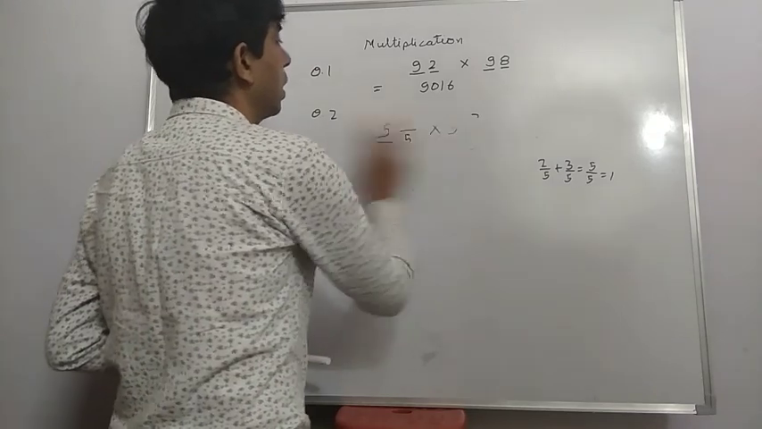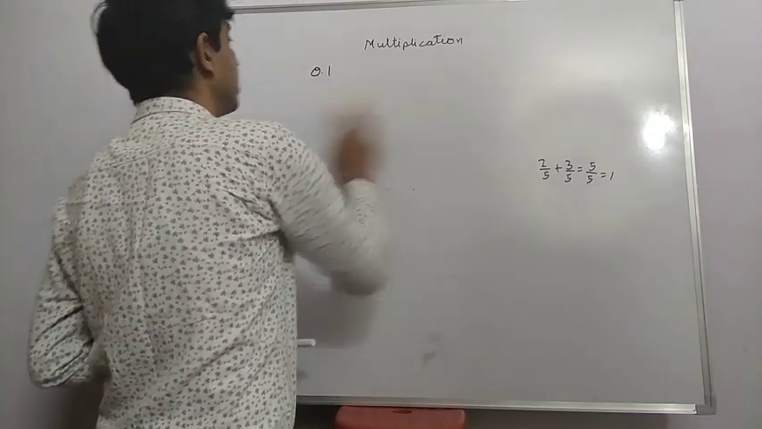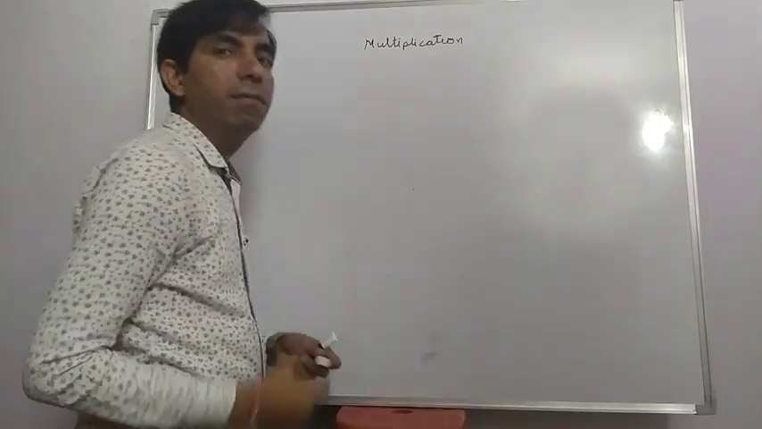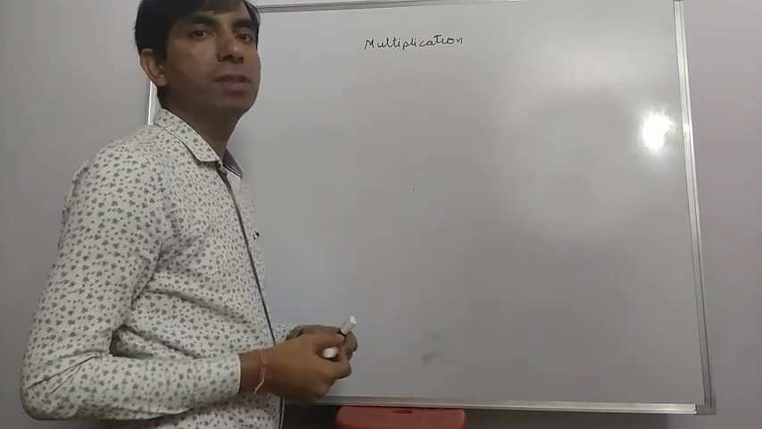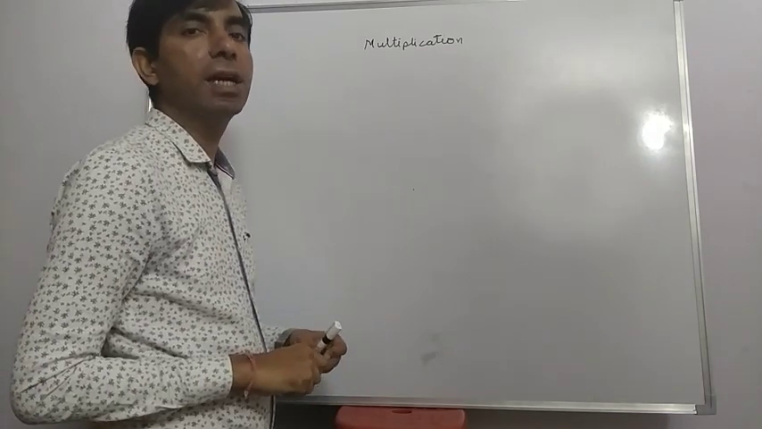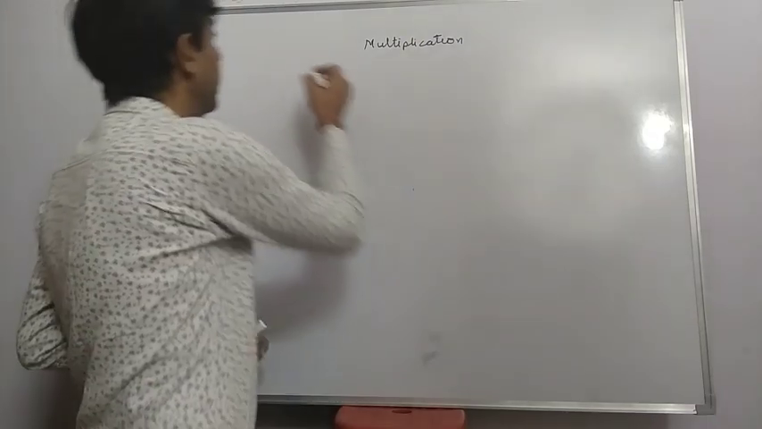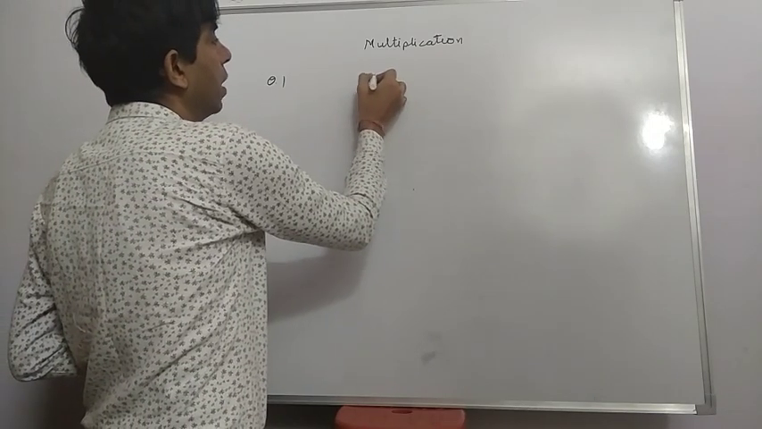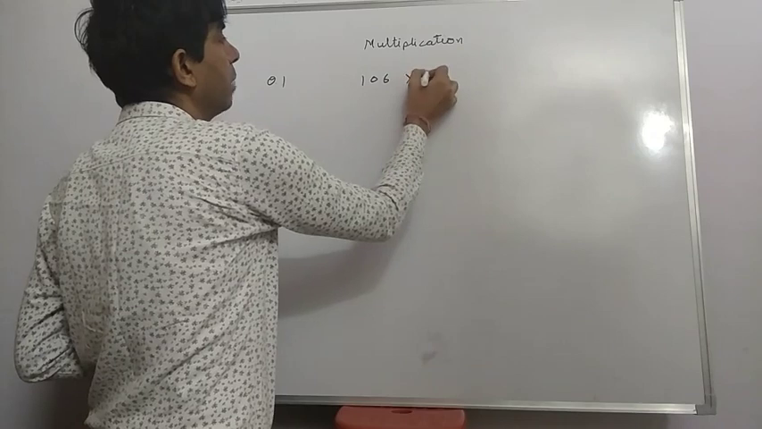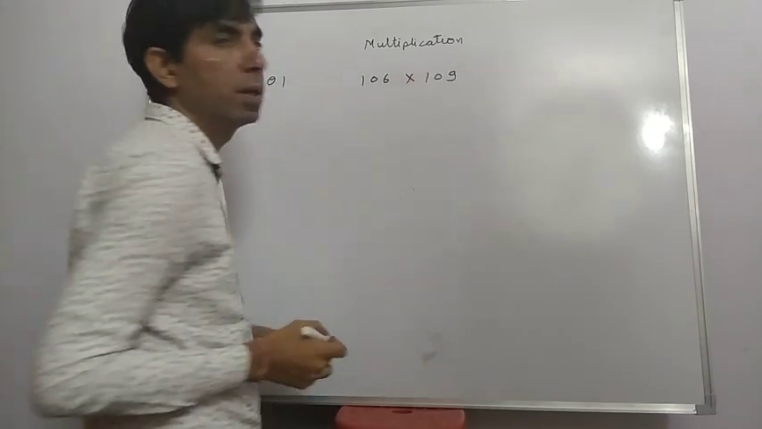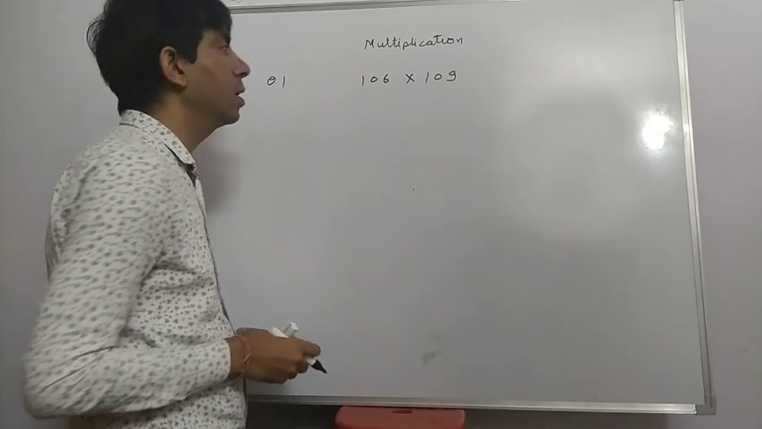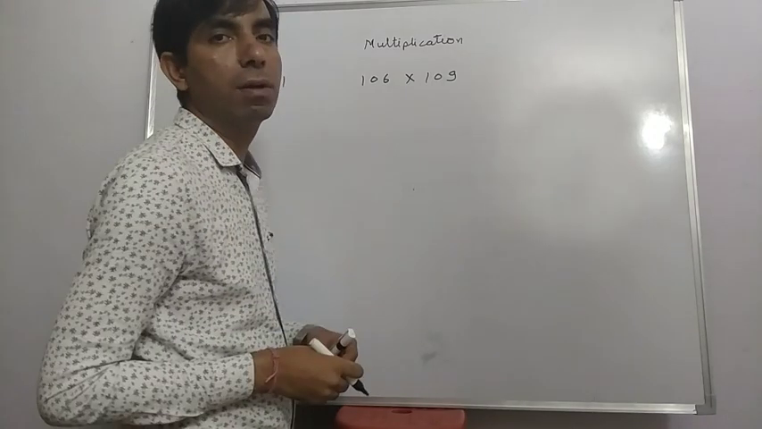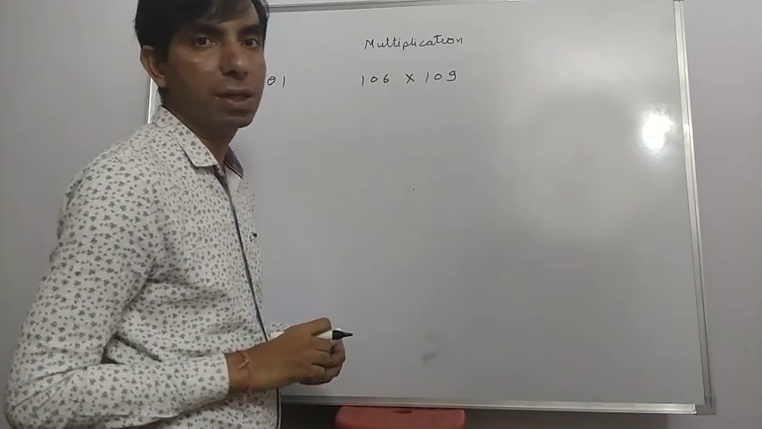Next, let's solve another type of number. With the next method, we can multiply numbers which are near to a simple number, just like 106 multiplied by 109. Here both numbers are near to a simple number, 100. Then we can solve it by a simple calculation method.